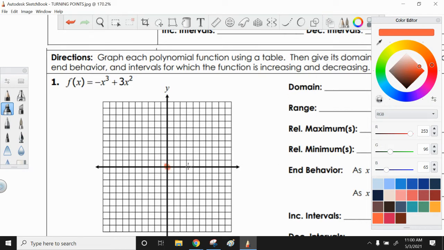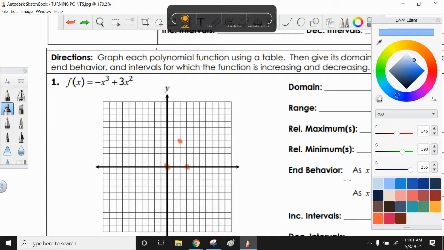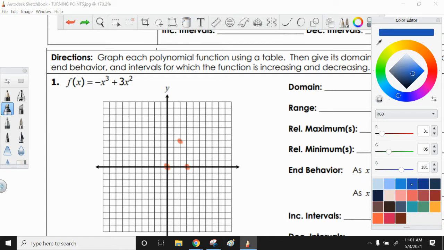Zero, 0, 3, 0, 2, 4. Those are my 3 gray dots that I got from Desmos. Now I need to connect these and kind of draw the picture. So it goes down, then it went up, and then it went down. The drawing doesn't need to be great, but it needs to have those perfect gray dots, right? Those gray dots are very specific.